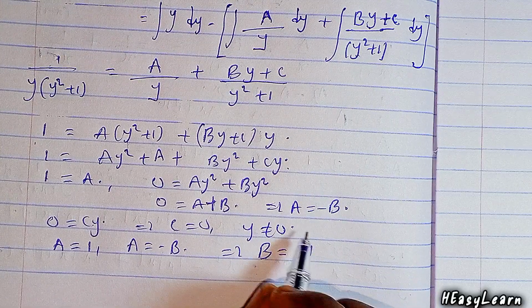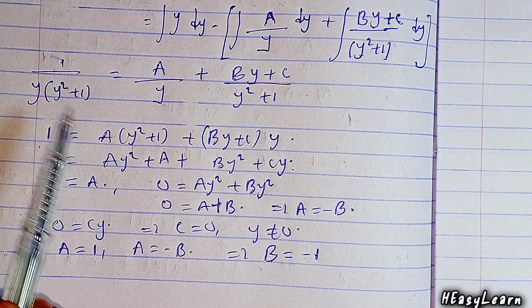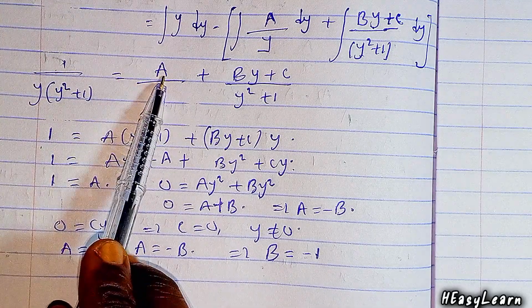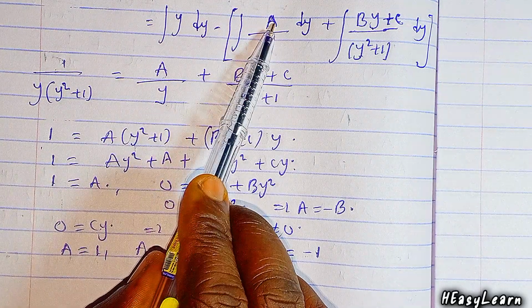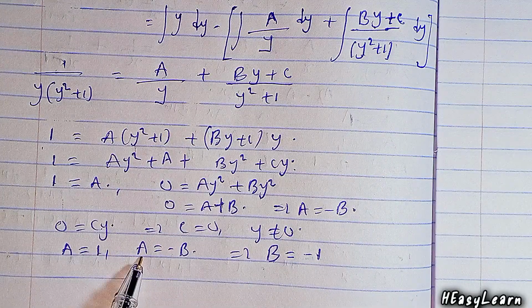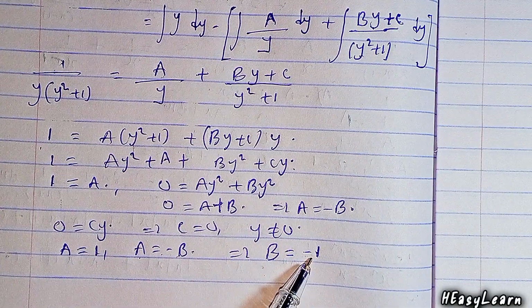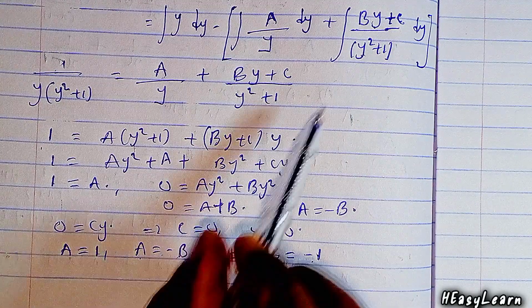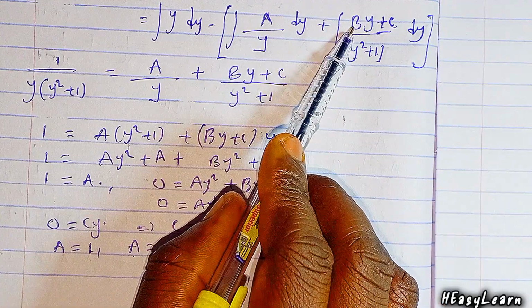So this implies that b is equal to minus 1. So from here, a is now 1. We plug in 1 here to find the integral. B is equal to minus 1. In this case, we plug in minus 1 here.